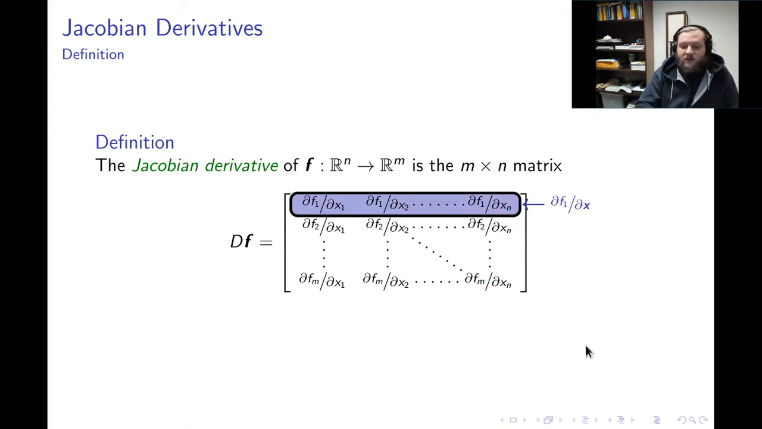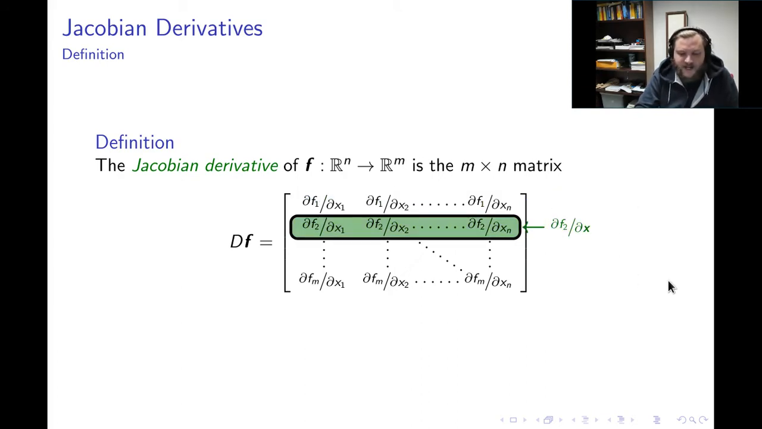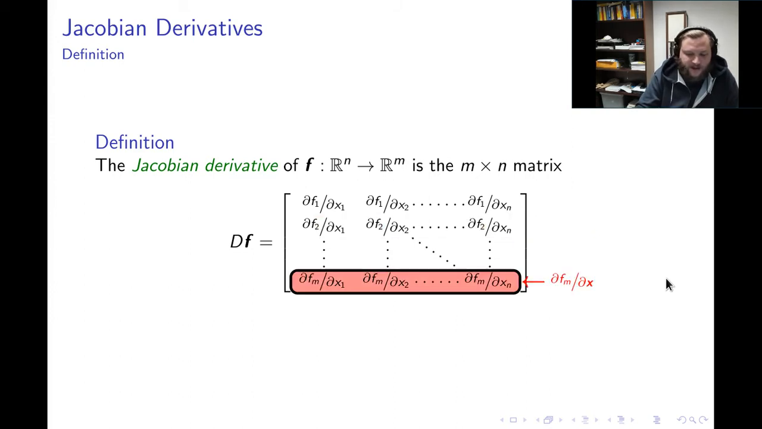On the other hand, I can think in terms of rows. In the first row, I'm taking the partial derivatives of the first coordinate function with respect to all of the input variables. If I look at the second row, I'm taking all of the partial derivatives of the second coordinate function with respect to all of the input variables. And if I look at the last row, I'm taking partial derivatives of the last coordinate function, f sub m here, with respect to all of the coordinate variables. So that's two different ways to think about it.